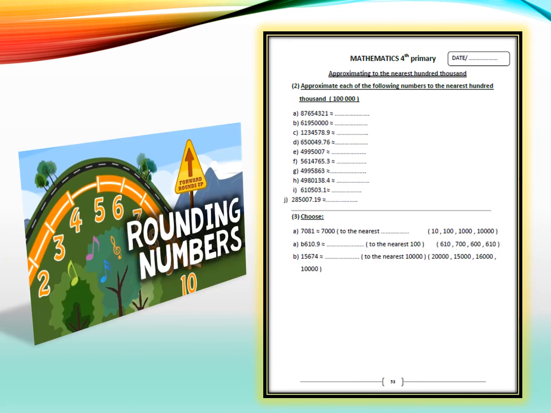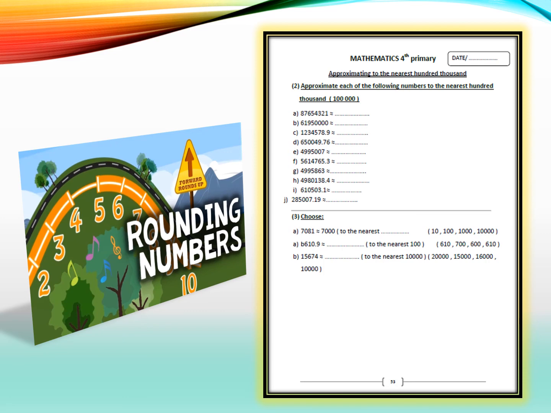Let's talk about approximation to the nearest 100,000. The same steps we did before in 10,000, we will do in 100,000. We determine the number in 100,000, which is the sixth number from the right, and look at the number on the right if it's a strong or weak number. The first example, we have 87,654,321. The number in the 100,000 place is 6, and the number on the right is 5.